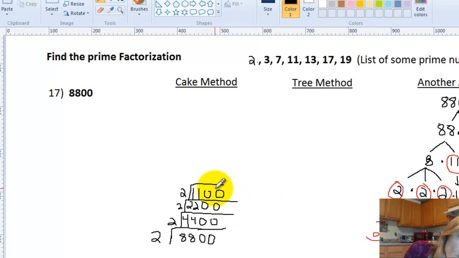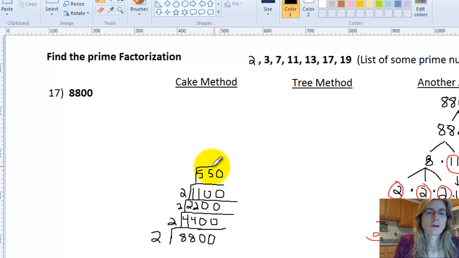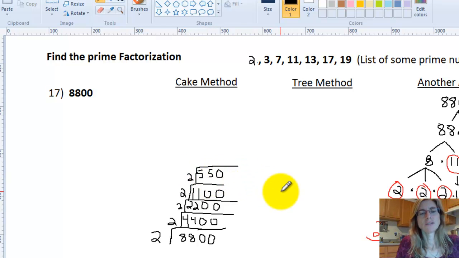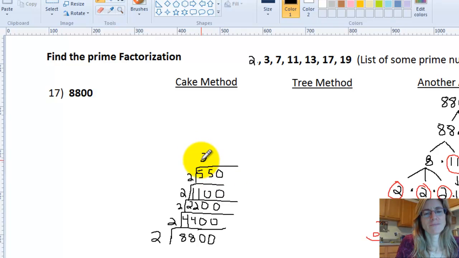Half of 110 is 55. So it's 550. The way I looked at that was, I looked at the number 100, half of 100 is 50, half of 10 is 5, so 55, and then just add a 0. And now we go 2 into 550. Well, half of 500 is 250, half of 50 is 25, so it's 275. Half of 550 is 275.